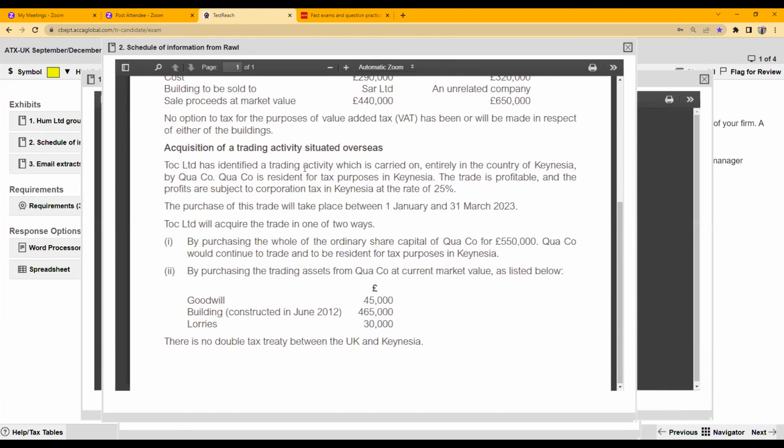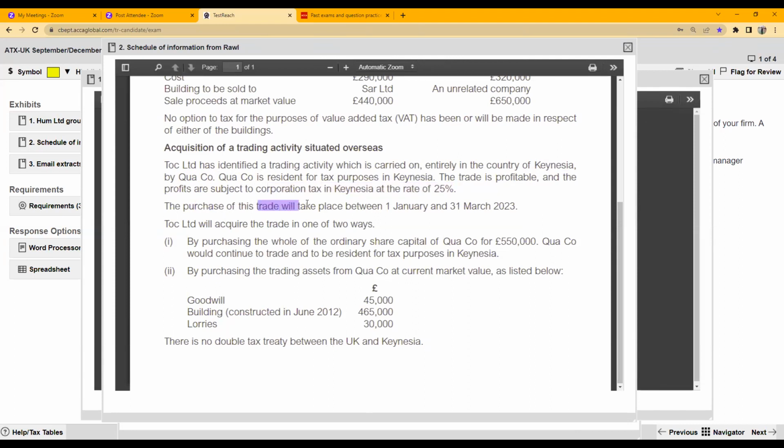Talk Limited has intended to acquire a trading activity which is carried on entirely in the country of Kinesia by Quaco. The country name is Kinesia and the overseas company name is Quaco. Quaco is resident for tax purposes in Kinesia, the trade is profitable and the profits are subject to corporation tax in Kinesia at the rate of 25%.